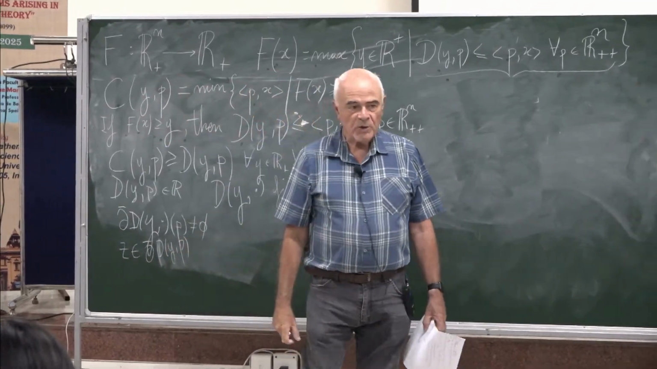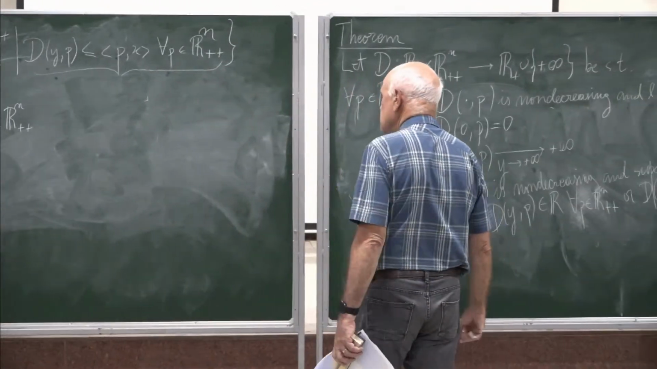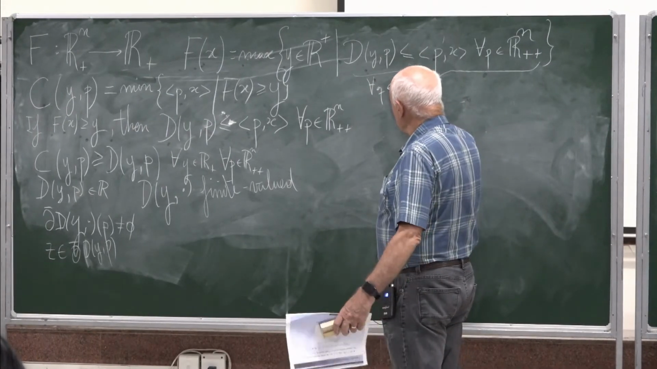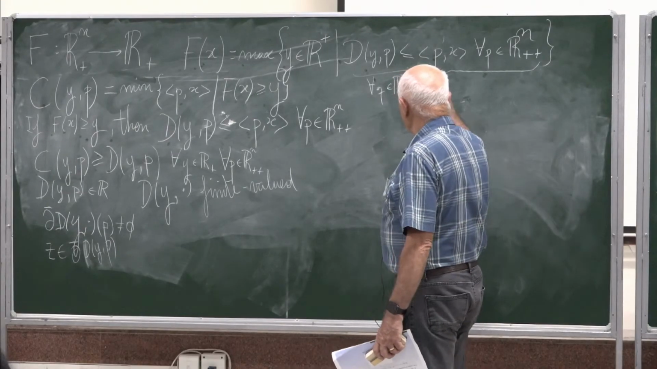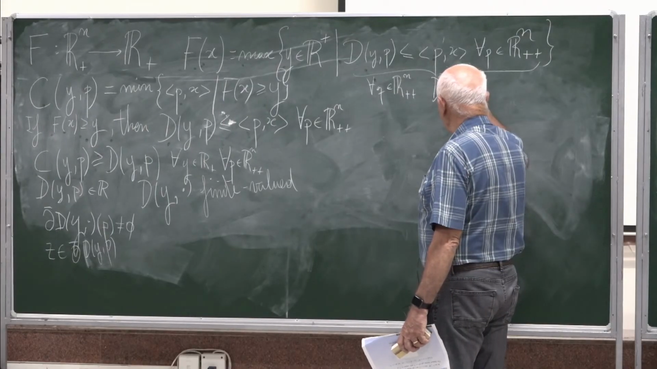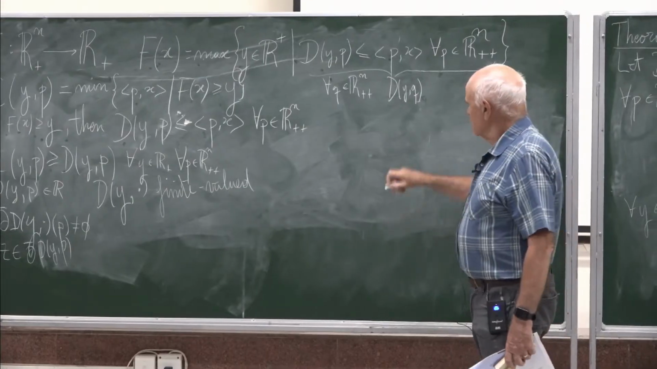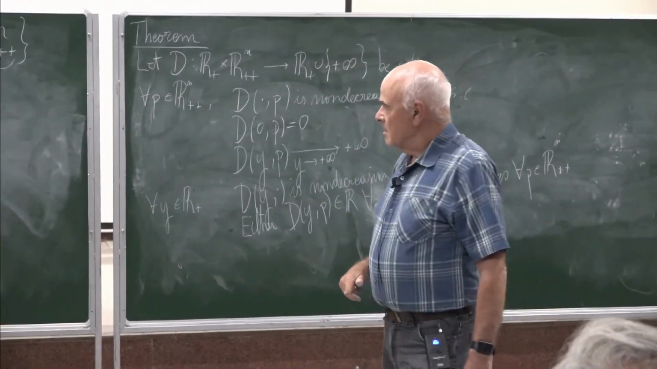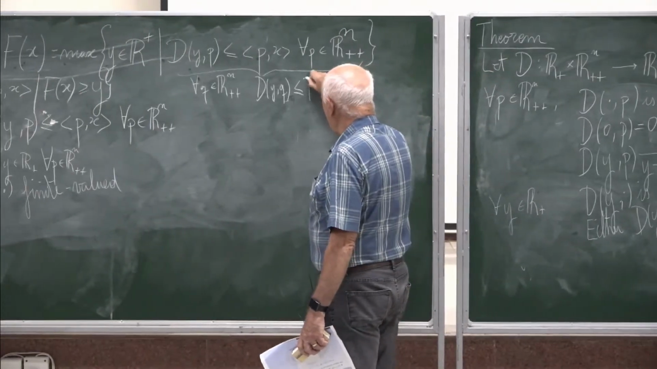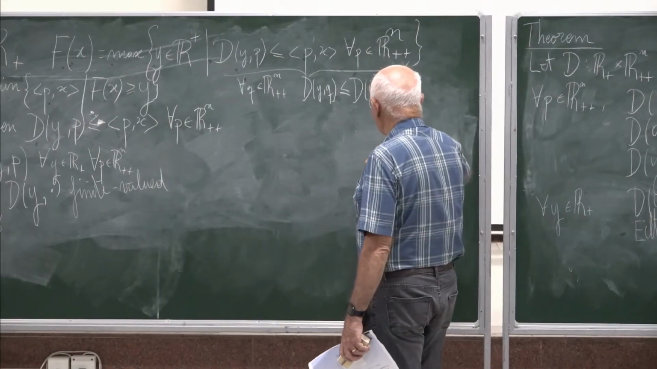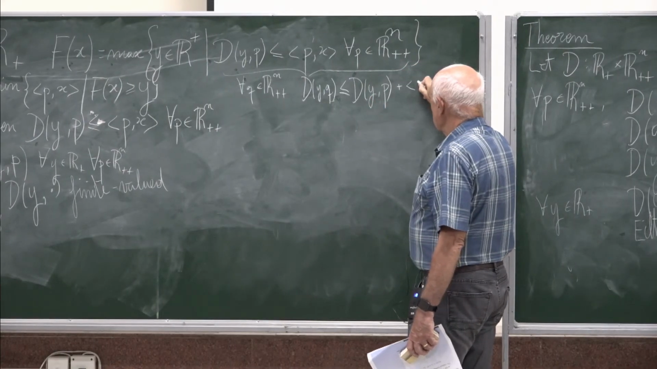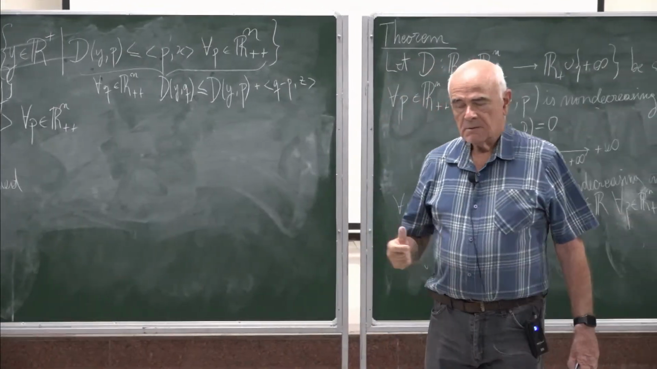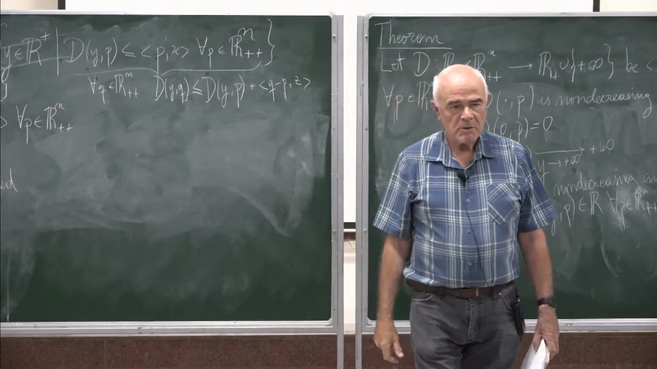What is the meaning of being a supergradient at P? The meaning is that for every Q, for every other P, say it Q, D of YQ is less than or equal to D of Yp plus Q minus P inner product Z. Inner product is symmetric, so I can write whichever order. Okay?